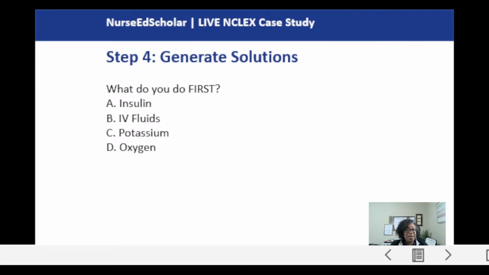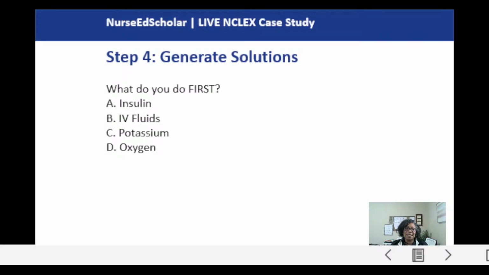So, we need to generate solutions. What in the world are we going to do? Are you going to start insulin? The glucose is high. Are you going to start IV fluids? Are you going to give potassium? Are you going to give the patient oxygen? Okay. Now, some students may get confused. You know how, when you answer a test, two questions are really not right, and then two questions could be either or. What do we do first?